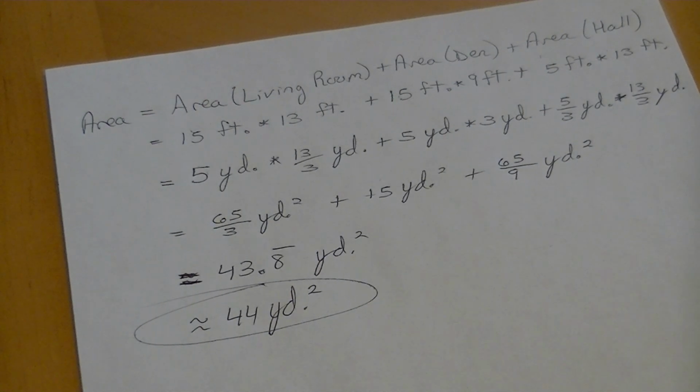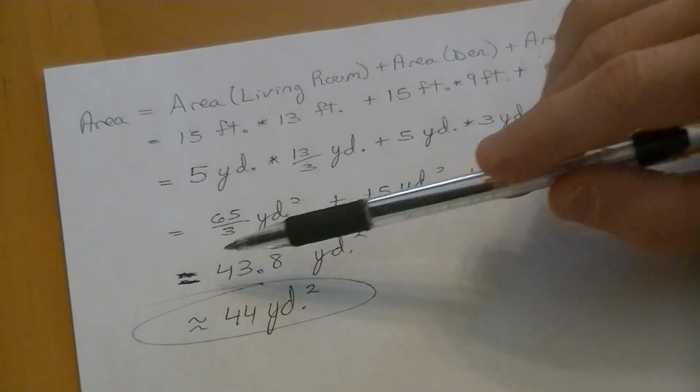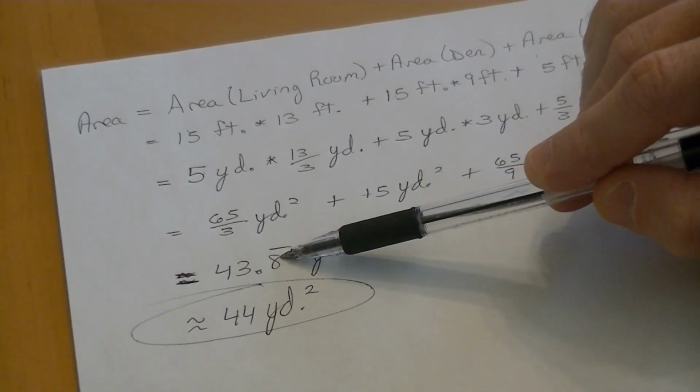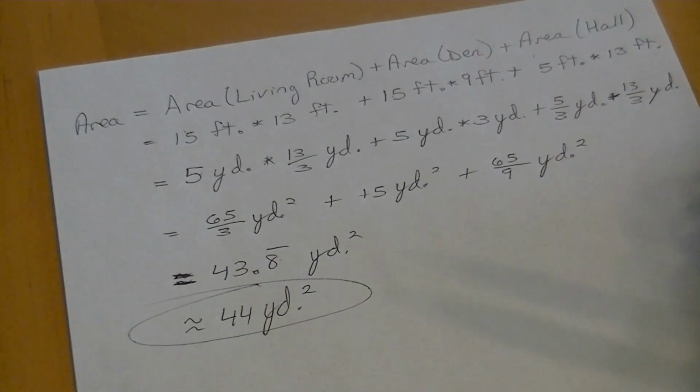In real life, it said they sell it in square yards. So you'd have to ask yourself, do I buy 43 or 44? Well, if you want to carpet everything, 43 is not going to be enough. Even if this was 43.1, we would still have to go up to 44 square yards for the answer.